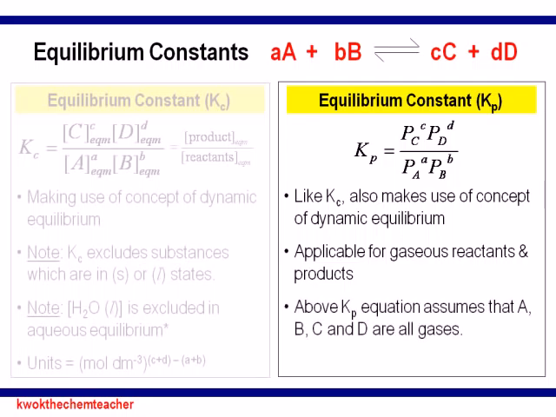Do note that for the Kp expression, I've assumed that A, B, C and D are all gases, as I mentioned earlier. The units for this Kp expression will be atm to the power c plus d minus a plus b, or Pascal to the power c plus d minus a plus b. Depending on the units of the pressure used, we either use atm or Pascal.